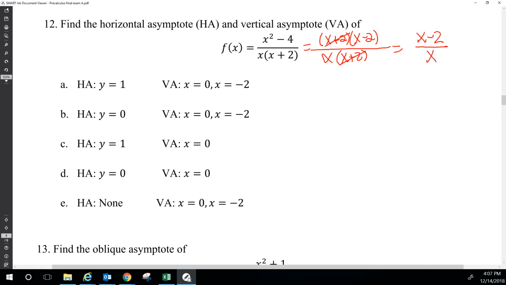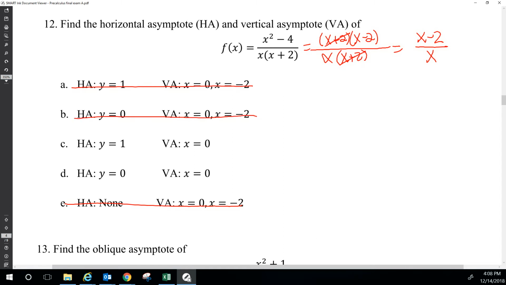So hopefully you remember from our unit in the second semester, normally we would say there was a vertical asymptote at x equals 0 and at x equals negative 2 because that would give us 0 in the denominator, but there's not one. If you can cancel it out here, this isn't a vertical asymptote, this was a hole. So my only vertical asymptote is at 0. So it's not going to be A or B or E.